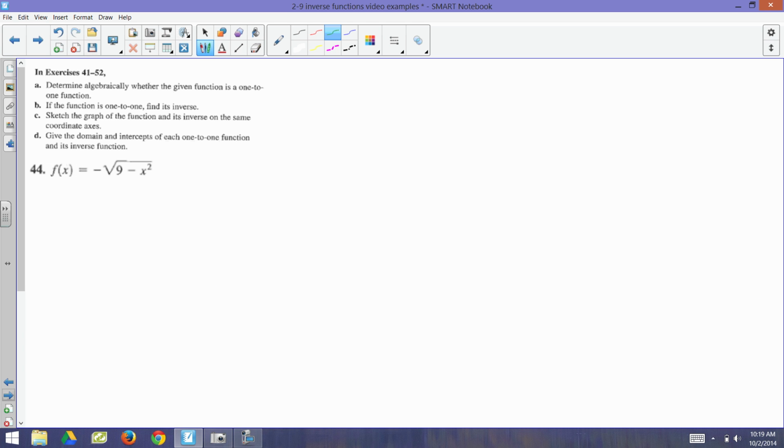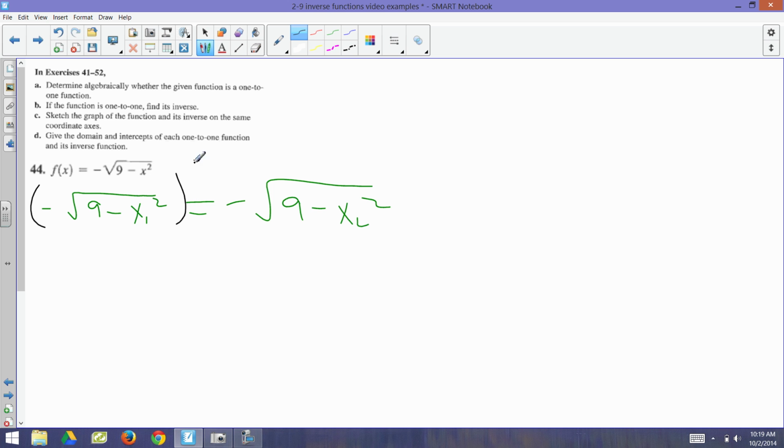Next one, determine algebraically whether it's one-to-one. If it's one-to-one, find the inverse in the graph, and so forth. So, negative square root 9 minus x sub 1 squared. Set that equal to negative square root 9 minus x sub 2 squared. So solve the equation. I'm going to square each side. And when you square each side, then I end up with 9 minus x sub 1 squared is equal to 9 minus x sub 2 squared.